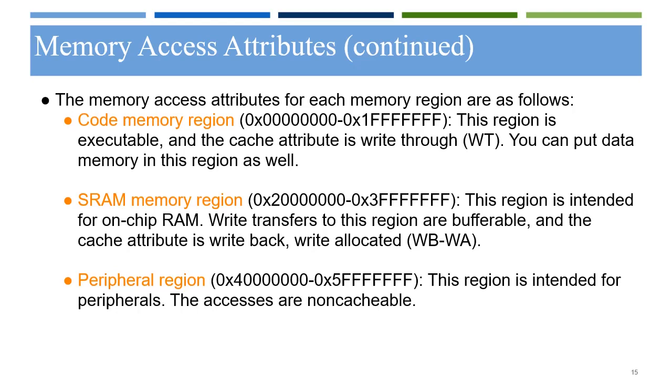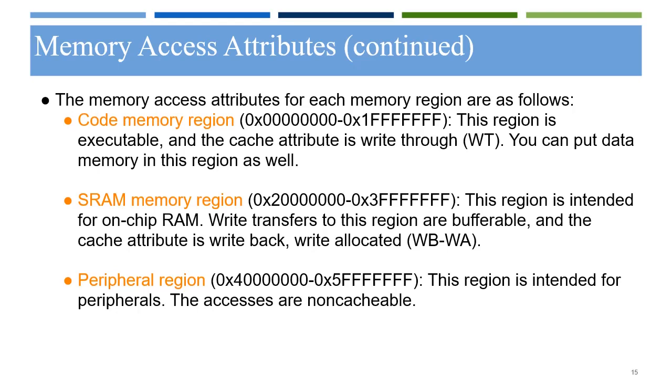The memory access attributes for each memory region are as follows. Code memory region: in this region, the executable and cache attribute is write through. You can put data memory in this region as well. If data operations are carried out for this region, they will take place via the data bus interface. Write transfers to this region are bufferable.